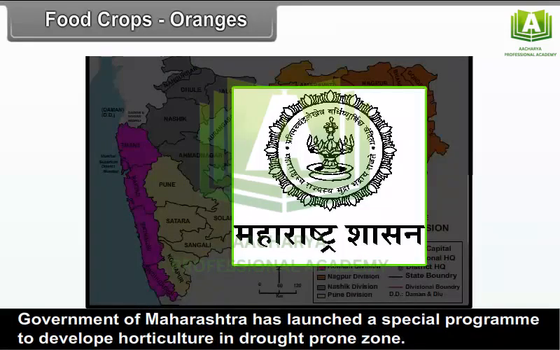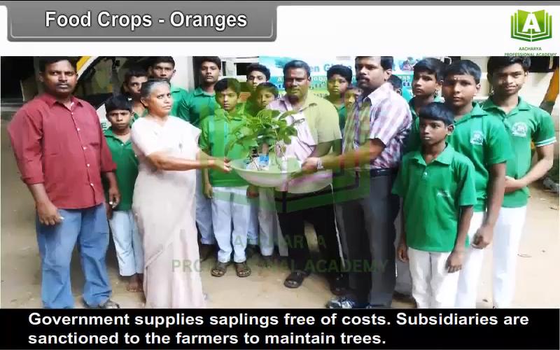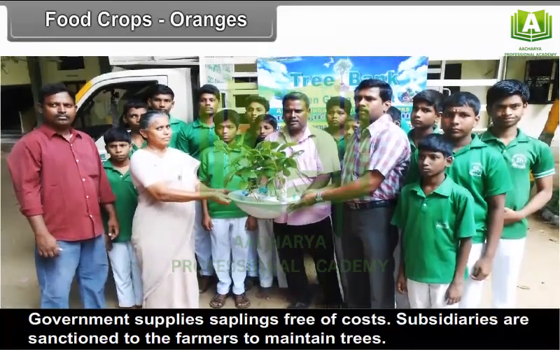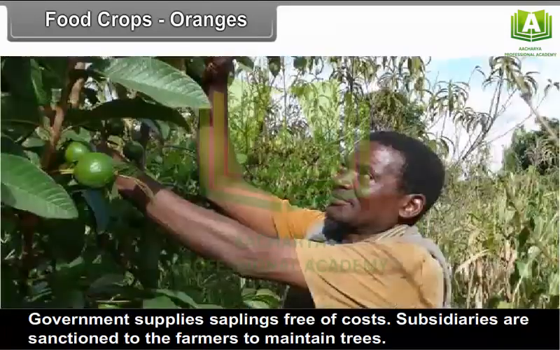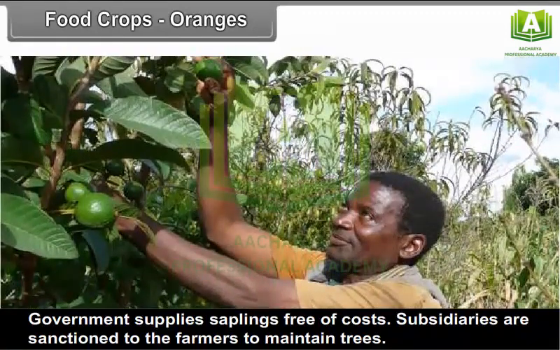Government of Maharashtra has launched a special program to develop horticulture in drought-prone zone. Government supplies saplings free of cost. Subsidiaries are sanctioned to the farmers to maintain trees.